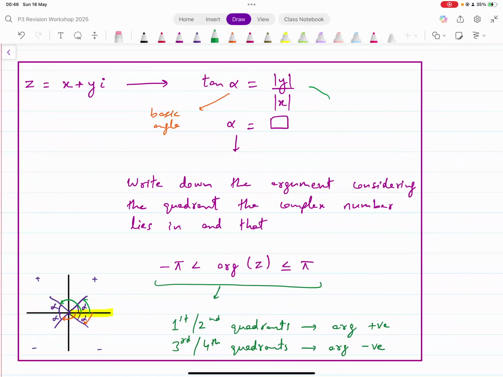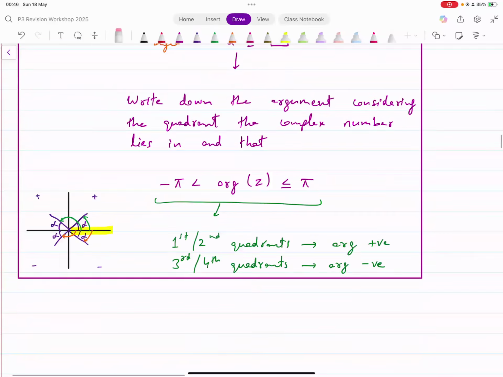Find the basic angle, use the positive values of y and x, find the basic angle, and then look at which quadrant you are in. Write down the angle within this interval. If it's first or second quadrant, the argument is going to be positive. If it's third or fourth quadrant, the argument is going to be negative, right? So that's how you find arguments.